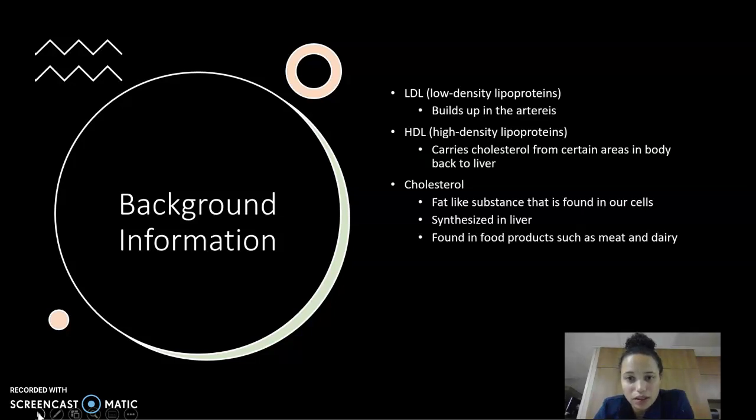And then just some key points about cholesterol. It's a fat-like substance that is found within all of our cells, and as I said before, it's synthesized in our liver. It's usually found in food products that are meat and dairy, and so that's why it's really important for us to monitor our diet whenever we're having an issue with our cholesterol.